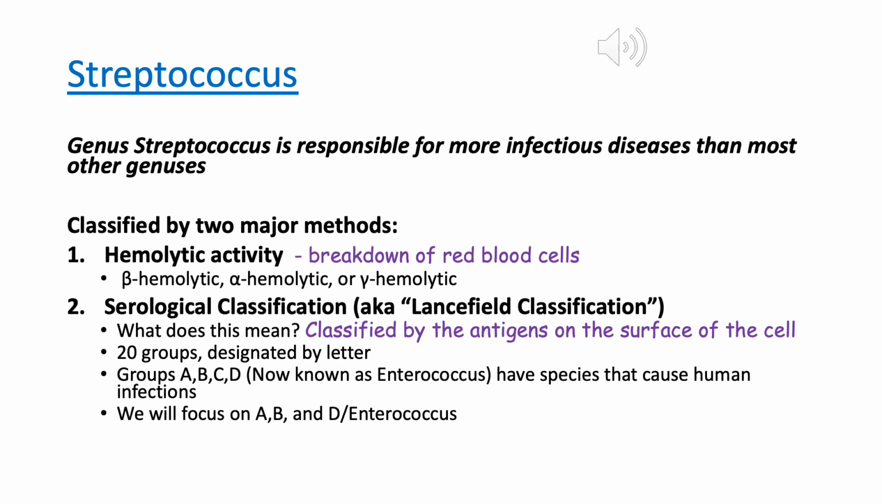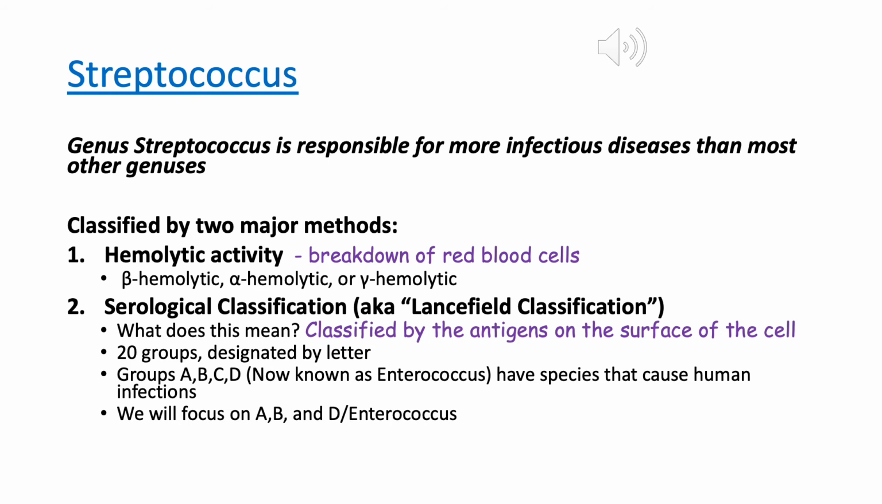Now, Streptococcus is also responsible for a lot of serious infections. The genus Streptococcus is responsible for more infectious diseases than most other genuses. And Streptococcus are classified by two major methods. The first is hemolytic activity, which we also talked about for Staphylococcus. Remember that it means the breakdown of red blood cells.